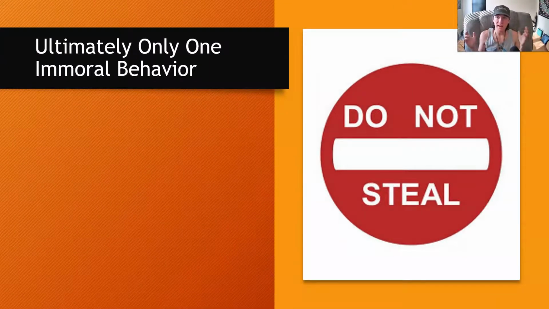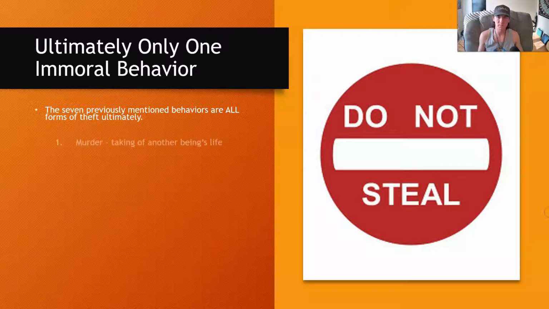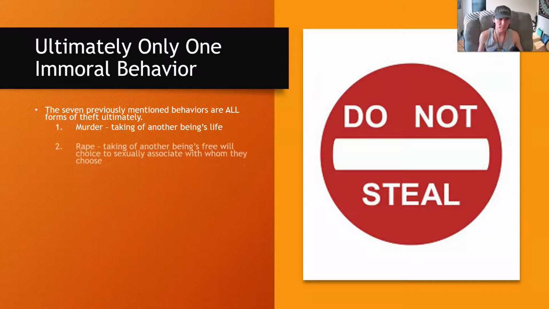But we can simplify it even more than those 7, because ultimately there is only one immoral behavior, really, if we boil them all down. If we boil the 7 previously mentioned behaviors all down, they are all forms of theft ultimately. So to explain further, murder is the taking of another being's life. You have stolen if you murder someone, you have stolen their life from them.